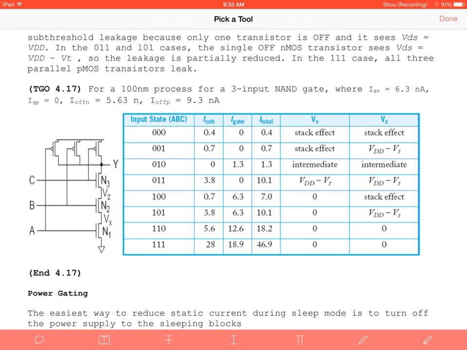And so for this particular example, which is also given in the textbook, we have a 100 nanometer process for a 3-input NAND gate. We've defined the gate current as 6.3 nanoamperes. The PMOS gate is 0. And the off for NMOS is 5.63, and the off for PMOS is 9.3 nanoamperes. So we're going from 0, 0, 0 all the way to 1, 1, 1.